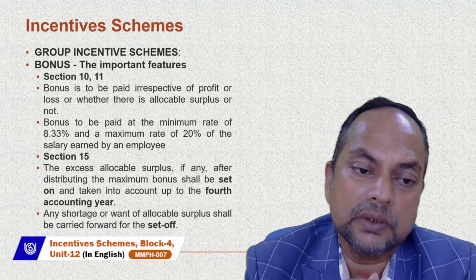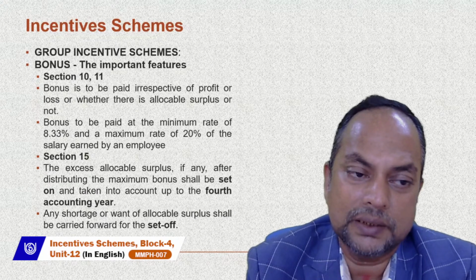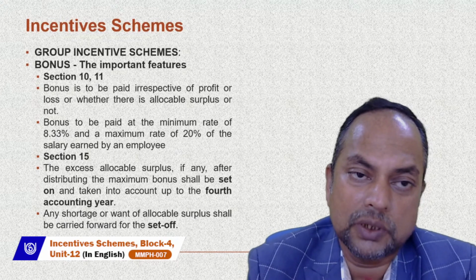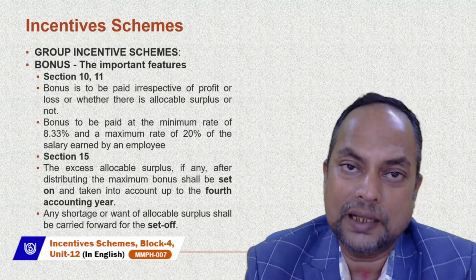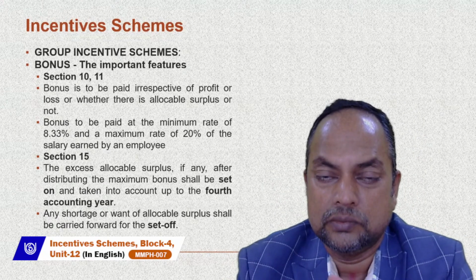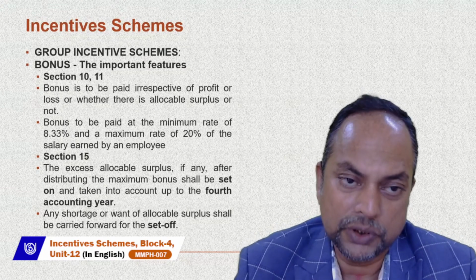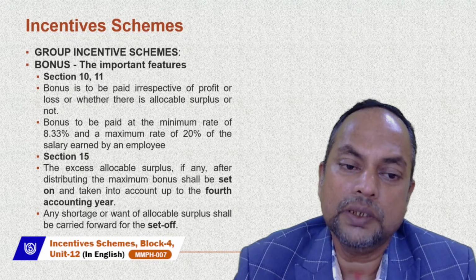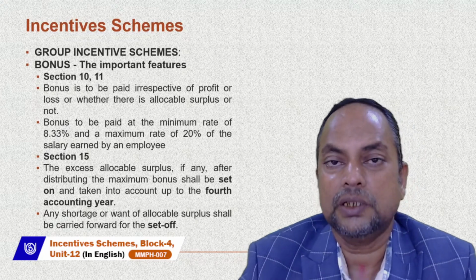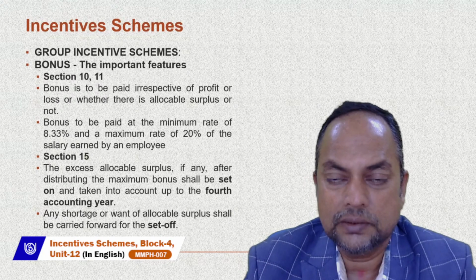I cannot, because the law says the maximum bonus that I can have is 20%, right? So if the allocable surplus, by considering the 20% rate for all the workers, is more than that, that means there is a certain balance fund for the payment of bonus that is to be carried forward to the next accounting year, if it is more than that, right?